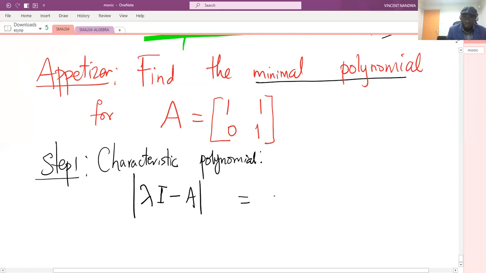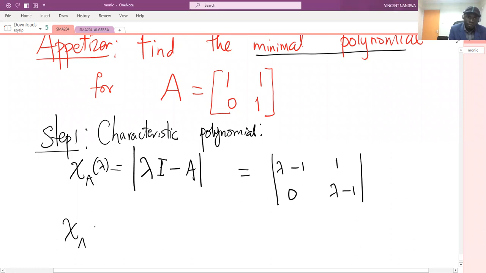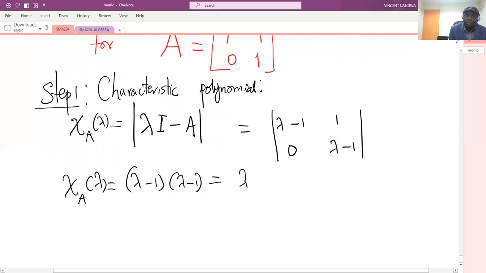So for this case, the characteristic polynomial of the matrix A will be given by the determinant of lambda minus 1, 0, 1, lambda minus 1. The determinant of this matrix tells us that the characteristic polynomial will be lambda minus 1 times lambda minus 1, because this product here is 0. You may expand and get lambda squared minus 2 lambda plus 1.